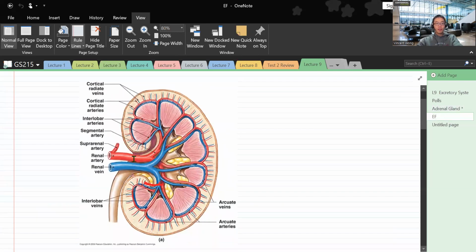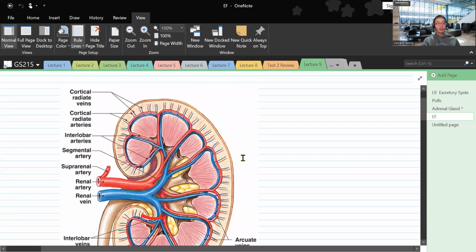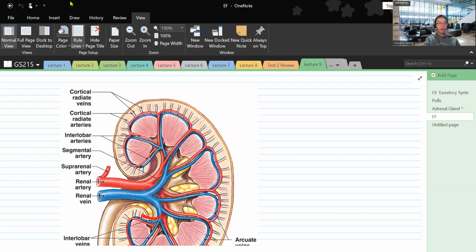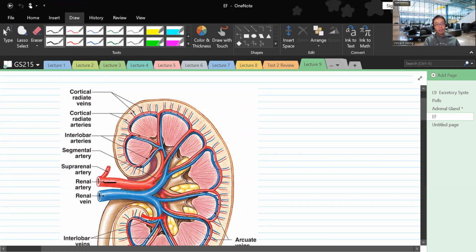So this is the professional drawing. Okay, let's just watch this thing once together. You can just sit back and watch. I'll go back to the other slide in a bit. Okay, so we have the blood coming in, right, from the renal artery. It branches into these segmental arteries, and then it goes up the side of the pyramid, right?